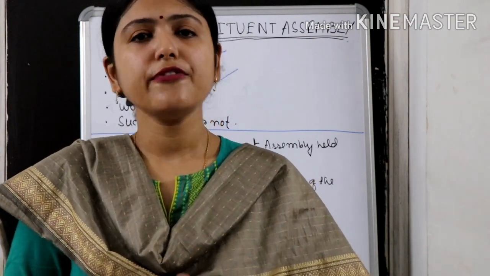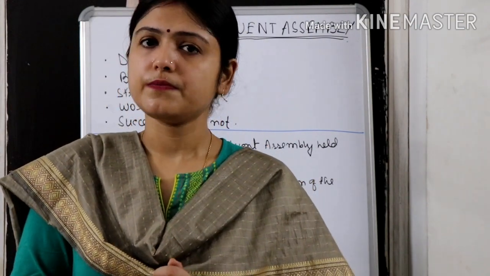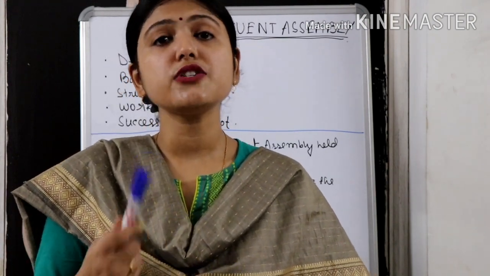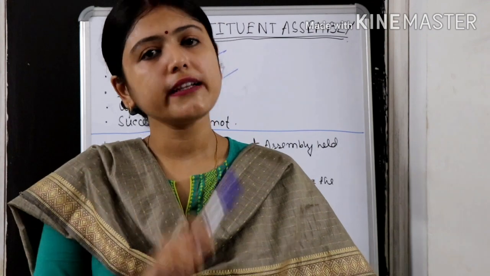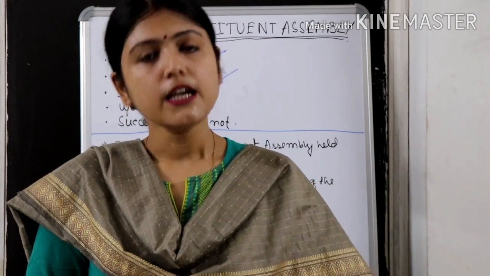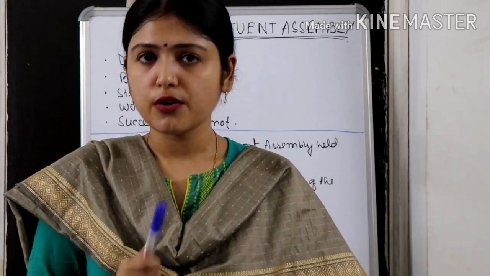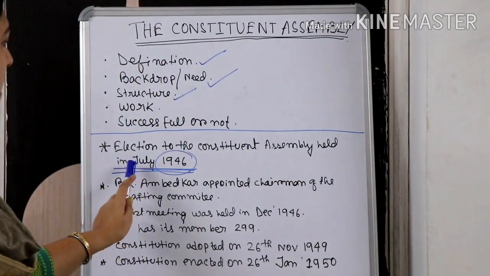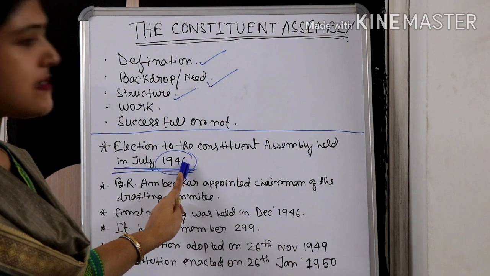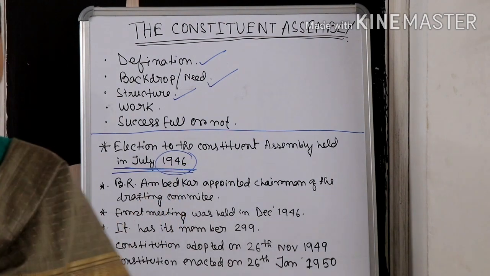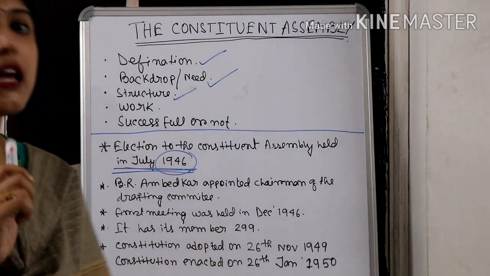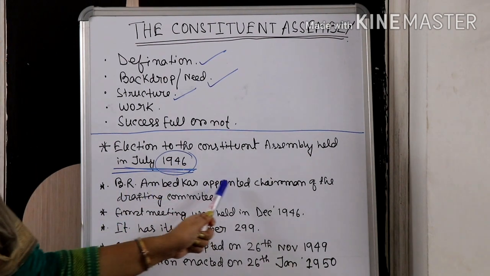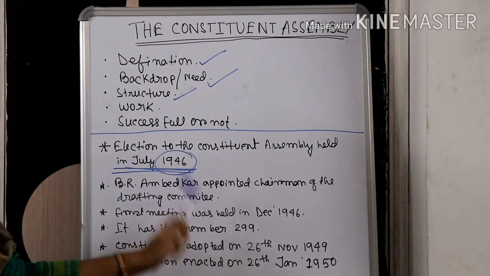Clear? With this they also realized that independent India would definitely need a constitution. That's why, to make this constitution, it was the initiative of the British to create the Constituent Assembly, and to collect its members they organized an election. The election happened in July 1946. It was an undivided India. Keep this in your mind. B.R. Ambedkar was appointed the chairman of the drafting committee.